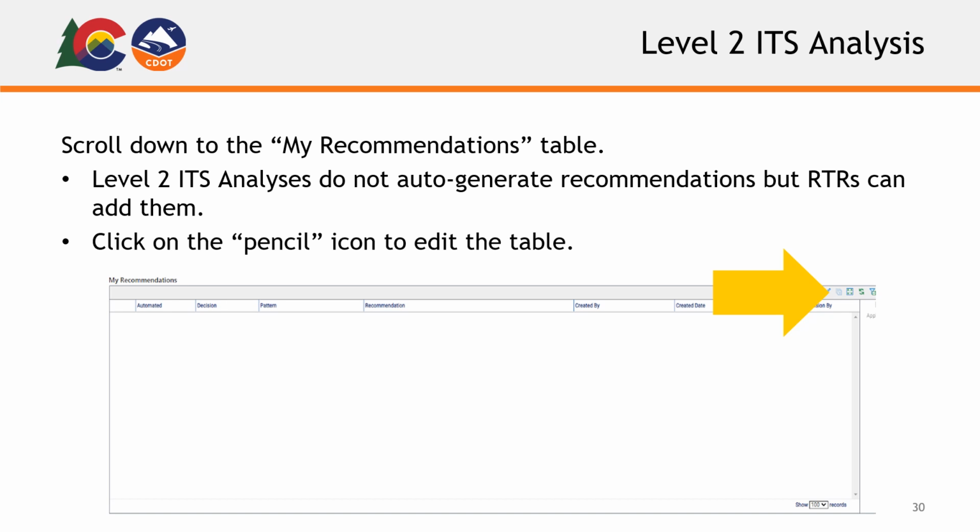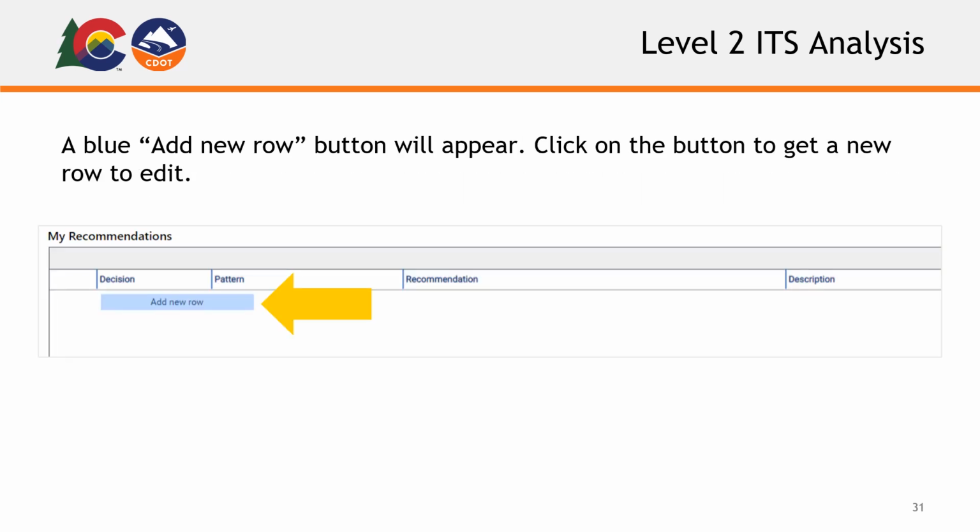Click on the pencil icon to edit the table. A blue Add New Row button will appear. Click on the button to get a new row to edit. Add detailed description notes for each recommendation in the description column to differentiate which section of the project the recommendation applies. This can be street names, road names, mile markers, etc. This is to help the project manager understand the specifics of each recommendation and where to apply them.